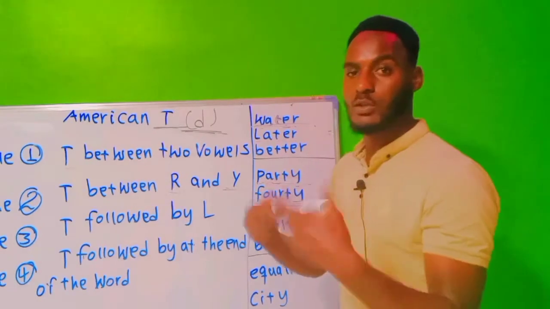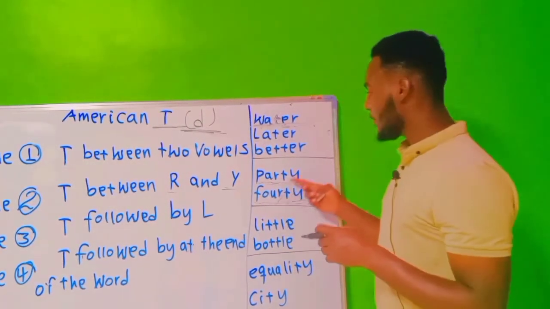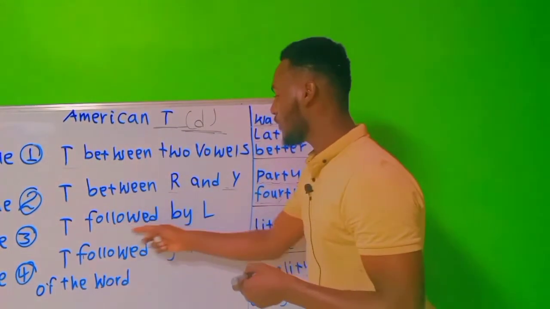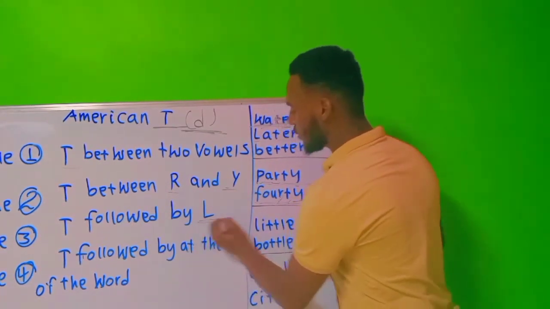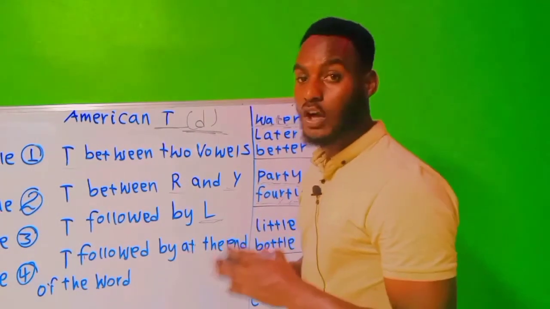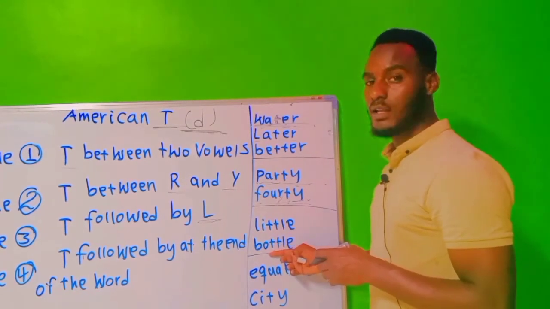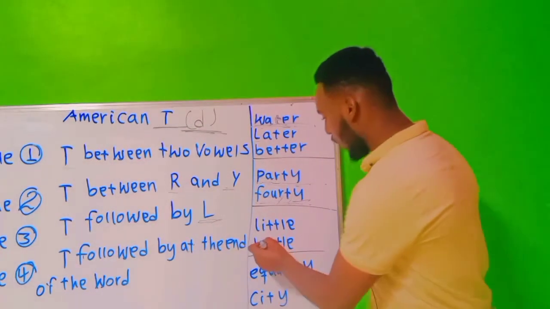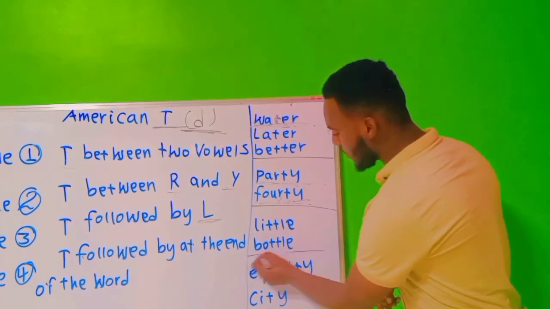When you are speaking with native people, just try your best to speak like forty, party, right? So rule number 3, T followed by L. For example, little, little, bottle, bottle. Give me a glass of bottle, right? So little, little, bottle, bottle.